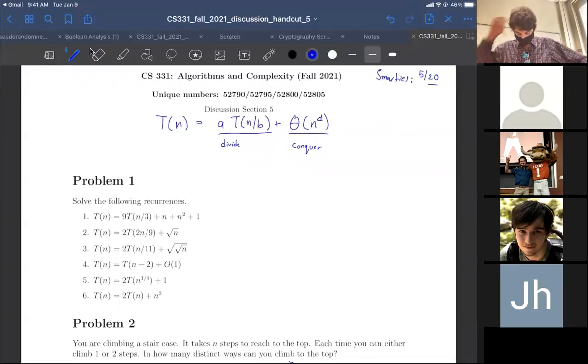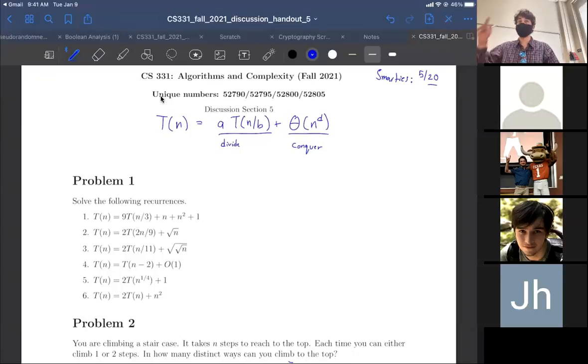Okay, so let's think about the cases here. Should it take more or less time if a is bigger, if the number of subproblems is larger? Intuitively, should we take more or less time to solve the problem? More, yes, because there's more things to solve. That's intuitive. So what about if b is bigger? We're solving smaller subproblems if b is bigger. So as b goes up, does the time go up or down? You think?